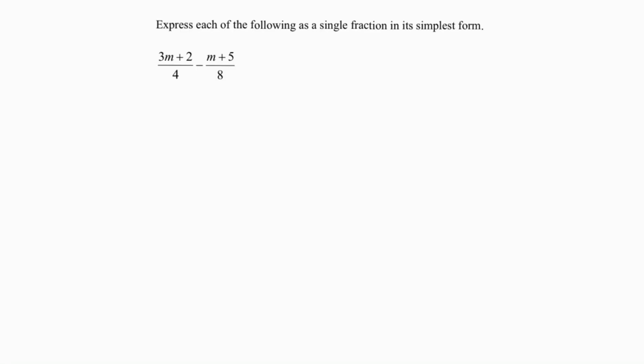Alright, hello everyone, welcome to this math video where we are required to express as a single fraction in its simplest form. So in this case, we look at the denominator, and the denominator is 4 and 8. To make them common denominator, I realized that the lowest common multiple is 8, meaning I just need to times 2 times 2. That will give me my denominator 8.